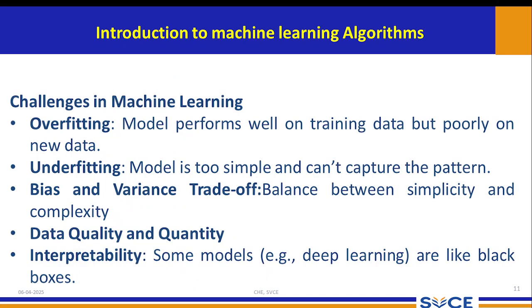And challenges in machine learning: overfitting and underfitting. These are the two things. As you know, overfitting is when the model performs well on the training data but poorly on new data. The model performs well for the data which has been given, but it will not fit the new data. Underfitting is when the model is too simple and cannot capture the pattern.